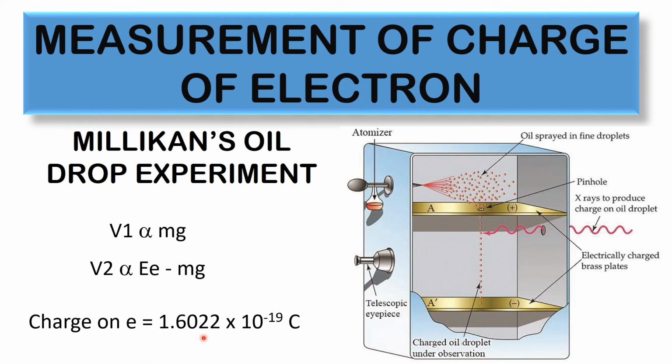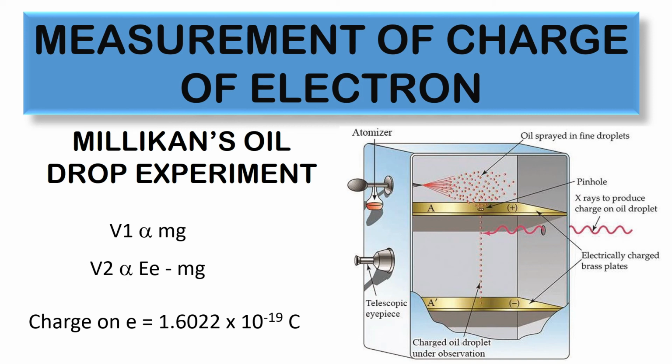1.6022 into 10 to the power minus 19 coulombs, from which he concluded that one electron has a charge equal to 1.6022 into 10 to the power minus 19 coulomb. A droplet having more than one charge would require a stronger electric field, and that is again a multiple of this value that Millikan got at the end. So this is how Millikan was able to measure the charge on the electron.